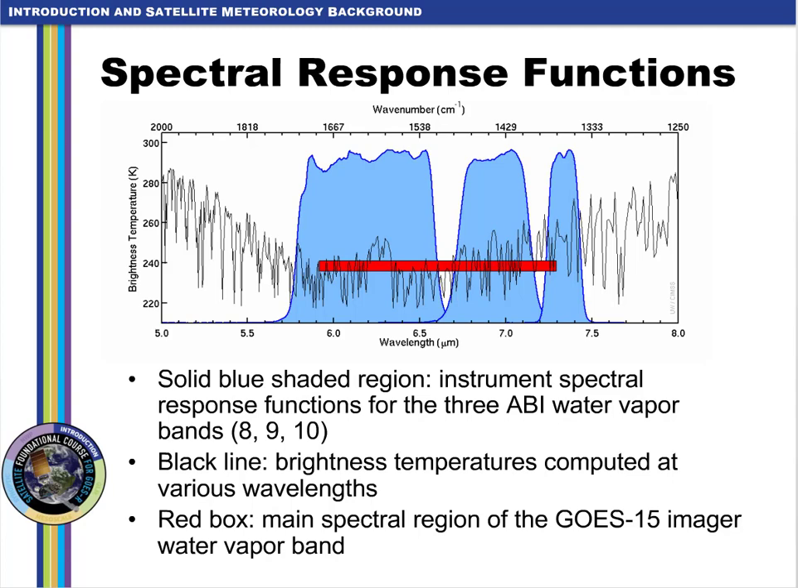The red box indicates the main spectral region of the current GOES-15 water vapor band. The three bands available on the GOES-R ABI will allow a broader spectral region to be observed.